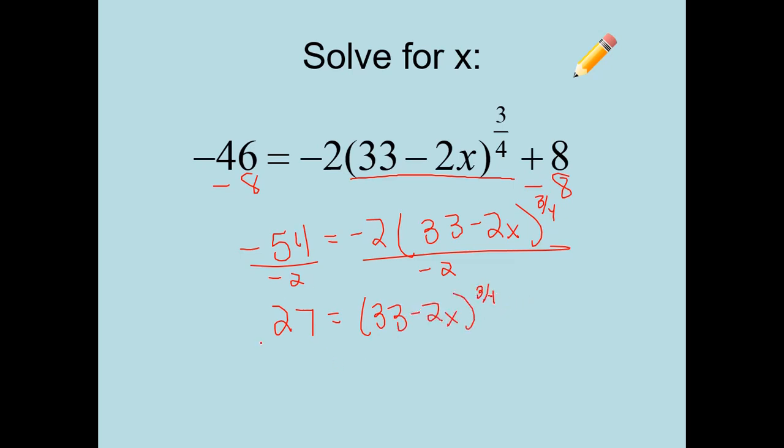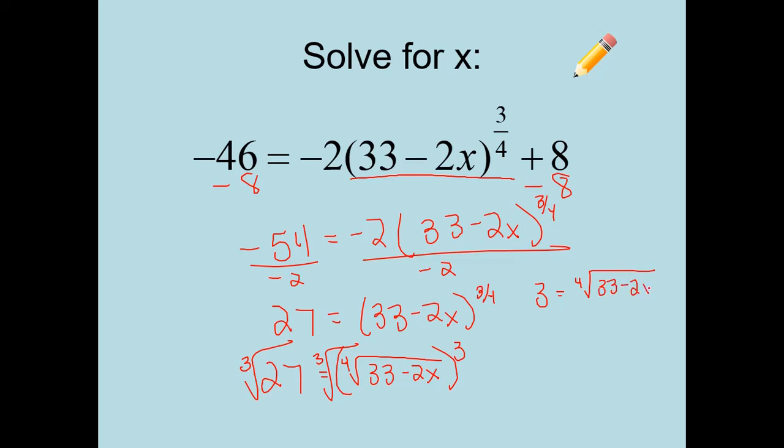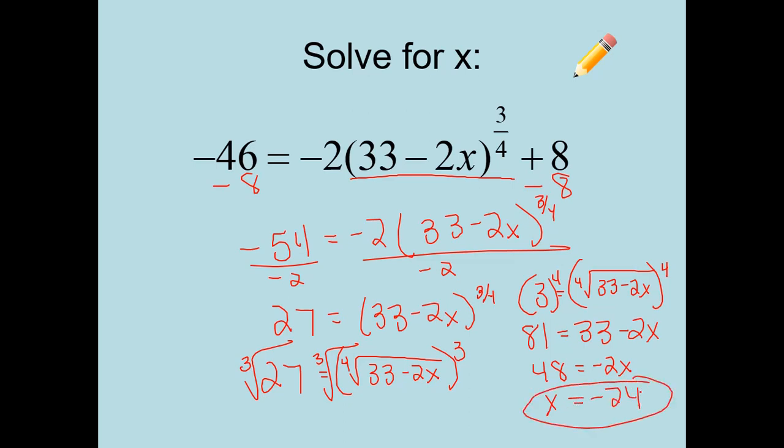Now, I'm going to convert forms because I am down to just that. So this is the fourth root of 33 minus 2x, cubed, right? So to undo the cubed, I'm going to cube root both sides. Cube root of 27 is 3. So 3 equals the fourth root of 33 minus 2x. So now I got to take it to the fourth power. And 3 to the fourth is 81. And now to solve. So I'm going to subtract 33. I'm going to get 48 equals negative 2x. So x looks like it is negative 24. A lot of work there.